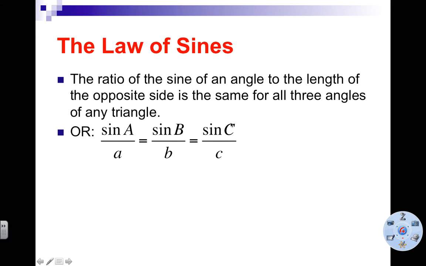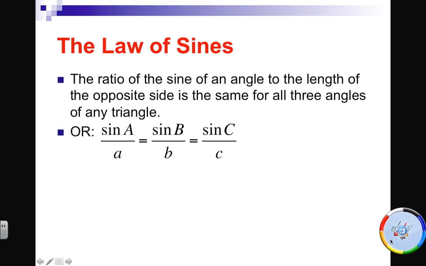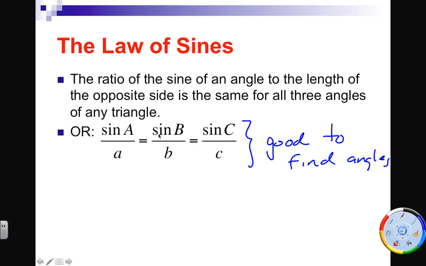This particular equation is good for a very specific reason. This particular one is good to find angles because the angle is in the numerator. And it's just nice and easy. You just have to multiply by A to both sides.